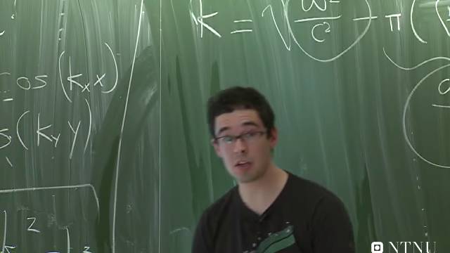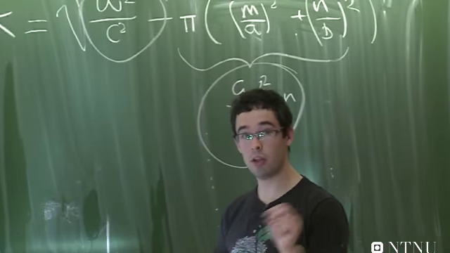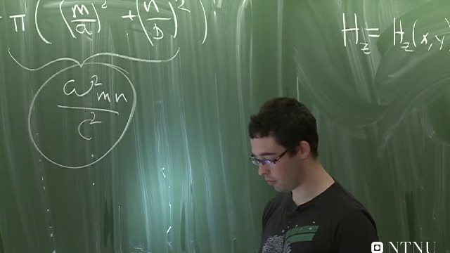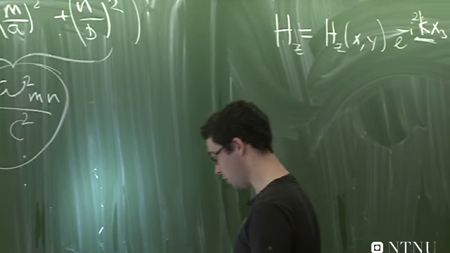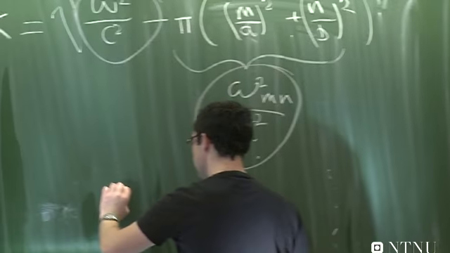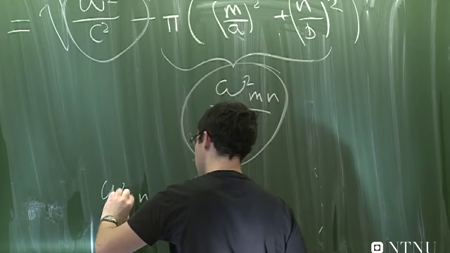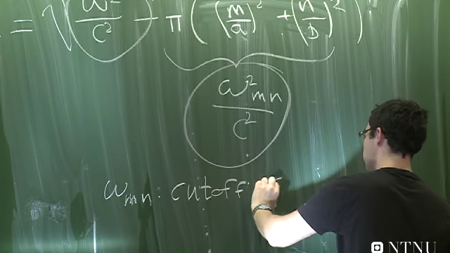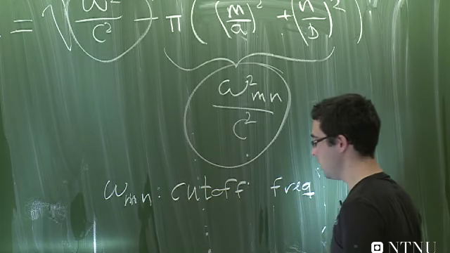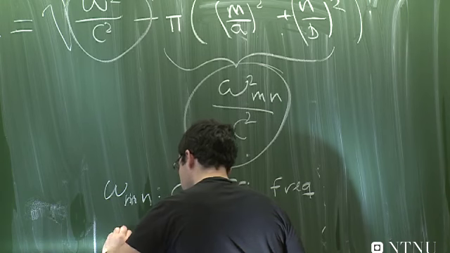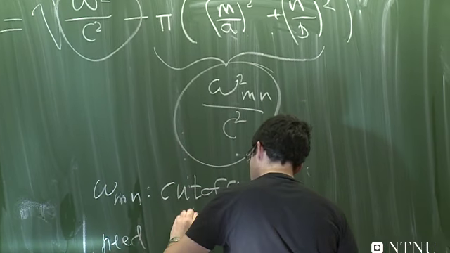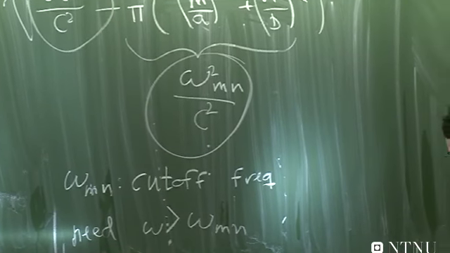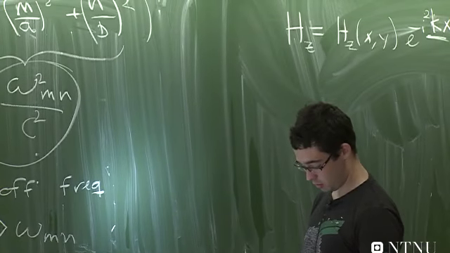So the idea is basically the same as when we worked on this interface reflection problem. That k has to be real to have a propagating wave. Yeah, so we called omega mn a cutoff frequency. And we need that omega is bigger than this in order to have a propagating wave.